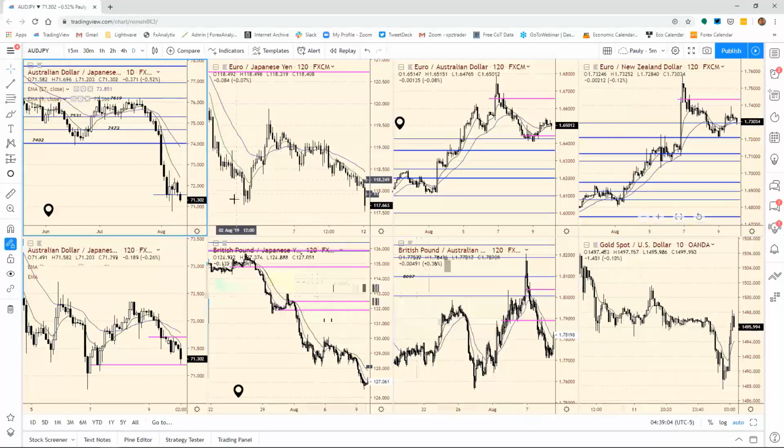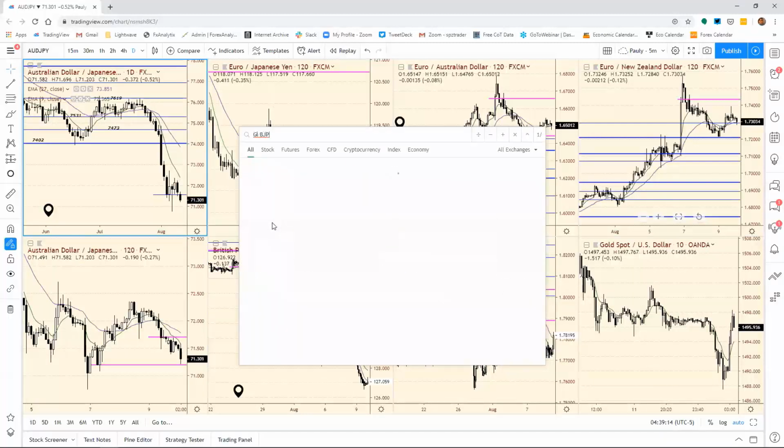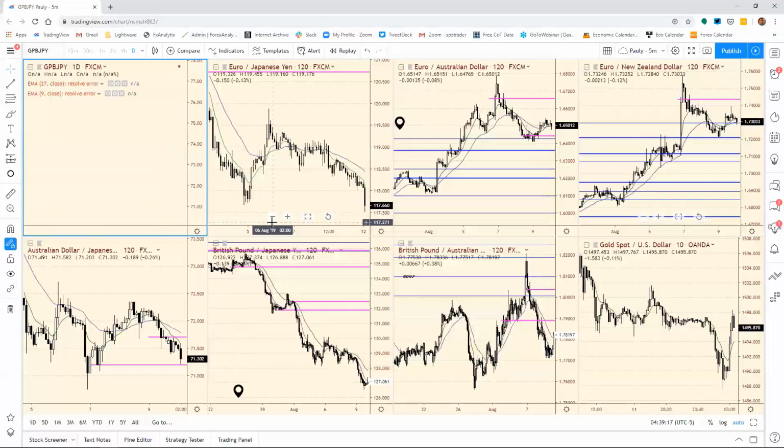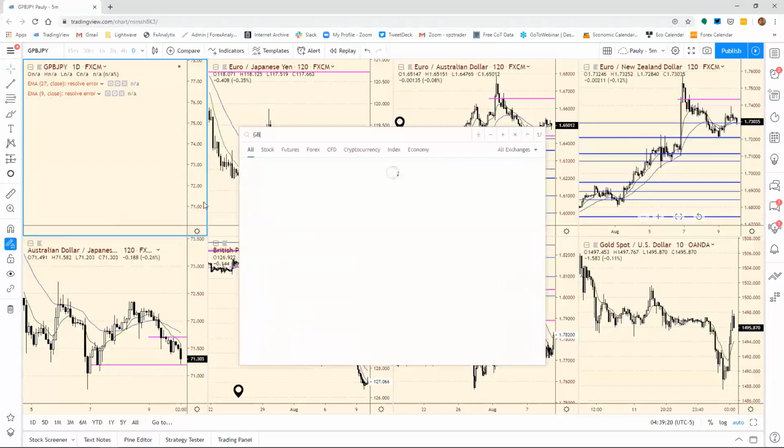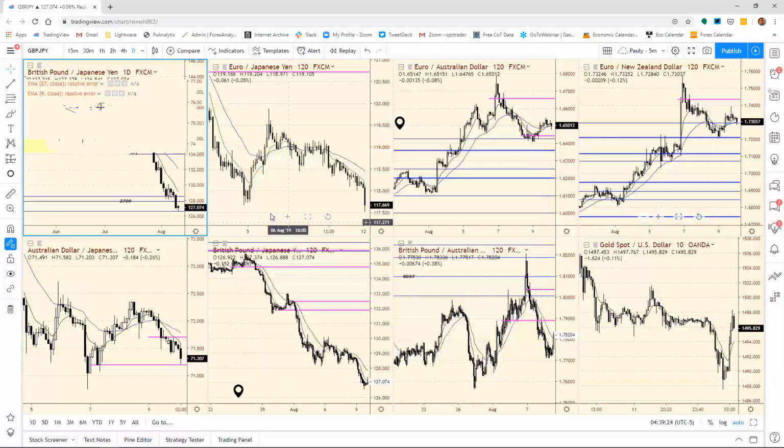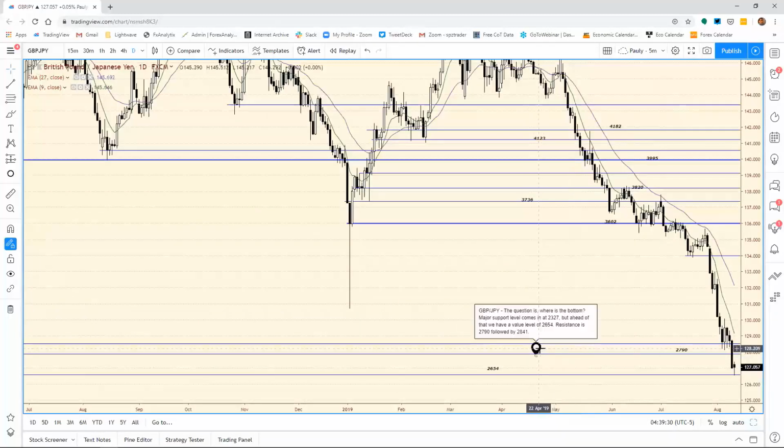And let's go move into the guppy. The question is, where is the bottom? Major support comes in at 23.27, but ahead of that, we have a value level of 26.54. Well, it looks like we just went down there to 26.54. Resistance is followed by 27.90, and then 28.41.